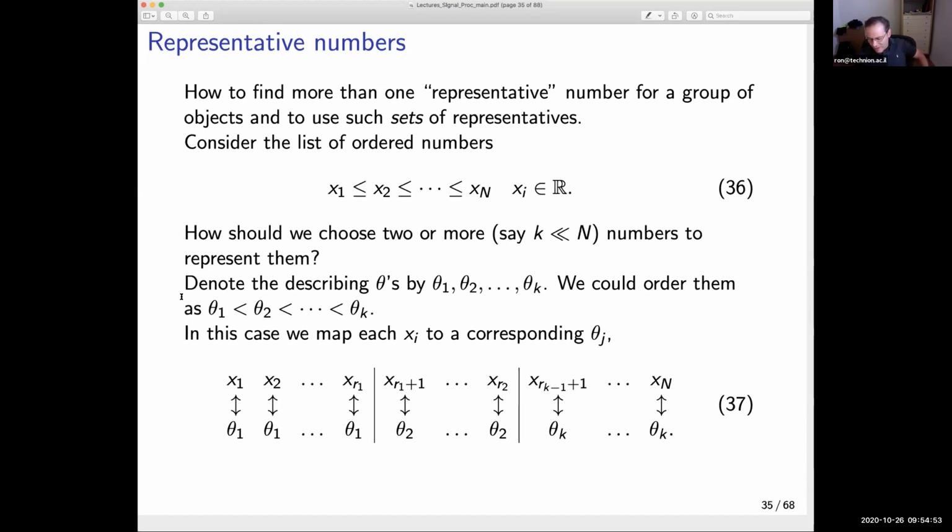Assume that I have my set of numbers and they are ordered as before. X1 is smaller or equal to X2, etc., etc. So this is a non-decreasing given set of numbers.